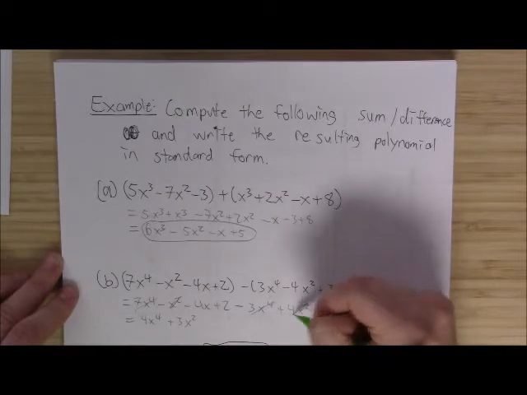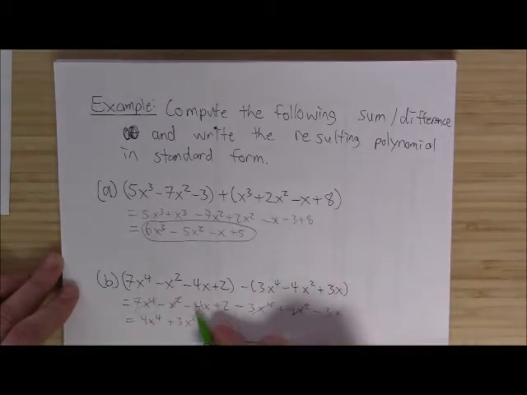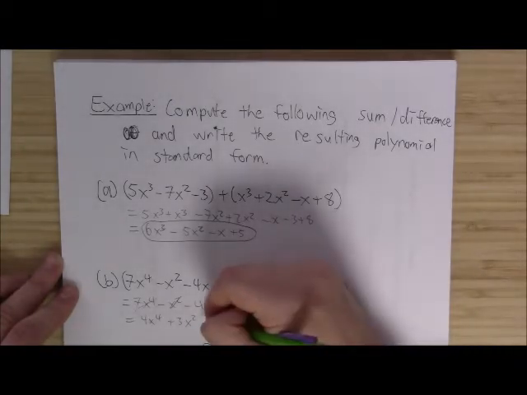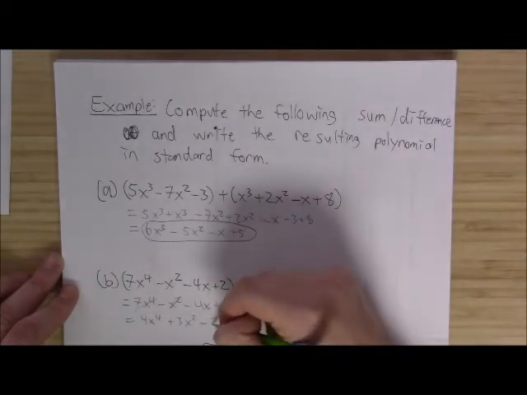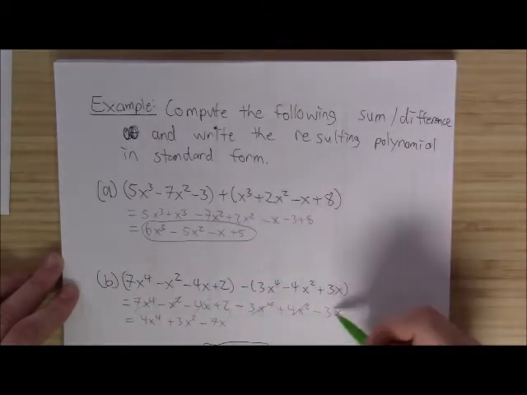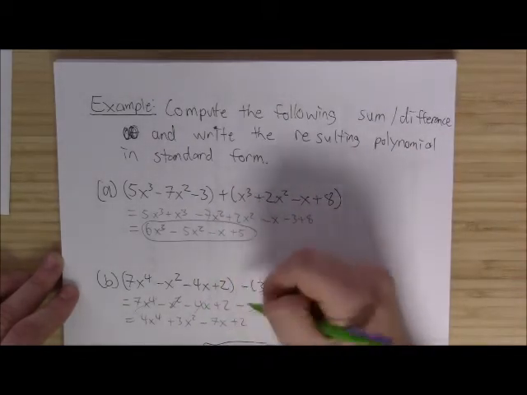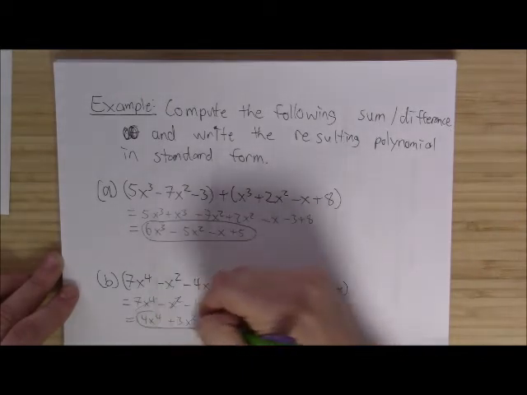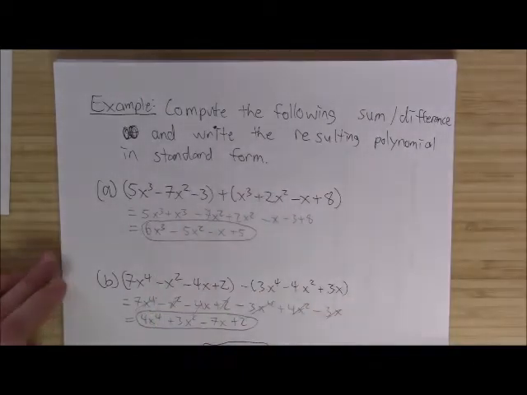So I took care of those terms. For the x terms, I have a minus 4x and minus 3x, so minus 7x. Took care of those terms, and finally I have the plus 2 left. So that takes care of that. So this would be my answer.